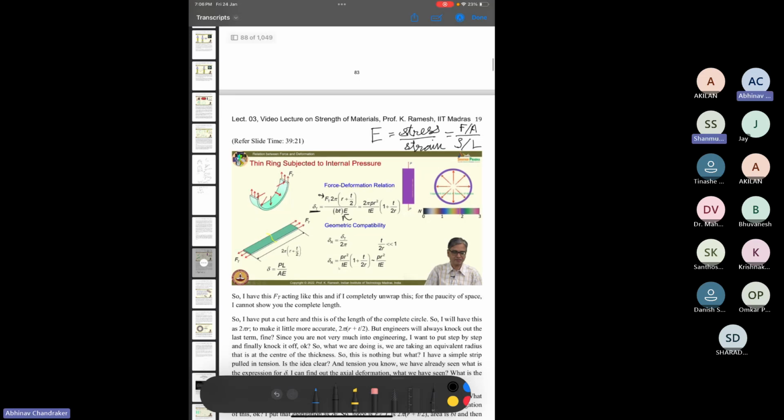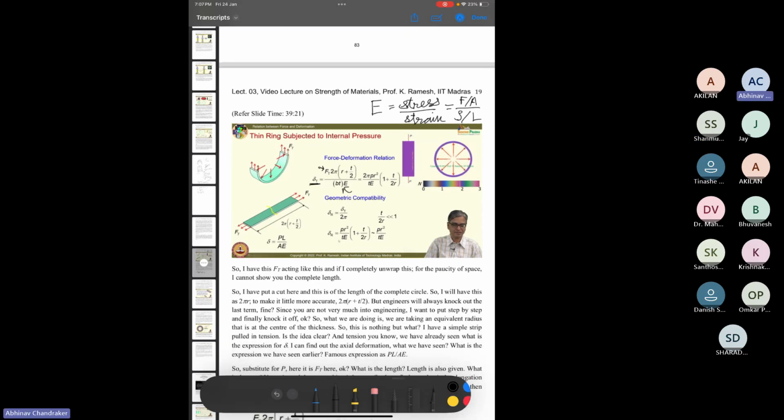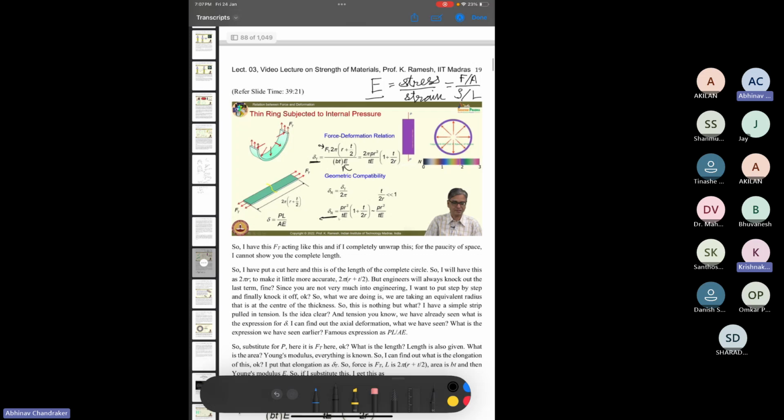PL by AE. So by using this expression for E and the previously obtained expression for force, you can get the value of elongation of the ring as well as the elongation of the radii of the ring due to the pressure in the tube. We'll also be doing a problem on this today. So there also you'll get some clarity.